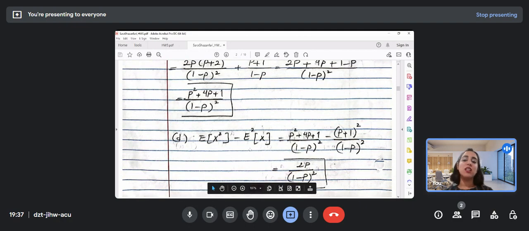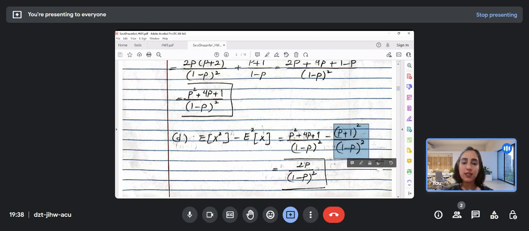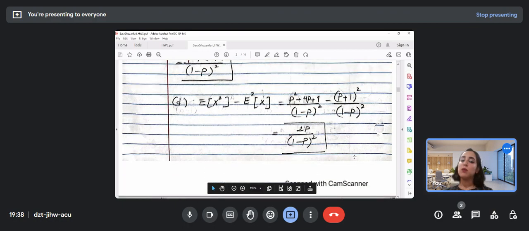And for part D, we have all the ingredients, so we can calculate this really easily. We have the expected value for x to the power of 2, and we have the expected value for x. We just have to write down the expected value for x and then square it, and after doing this calculation, we can get to our answer.